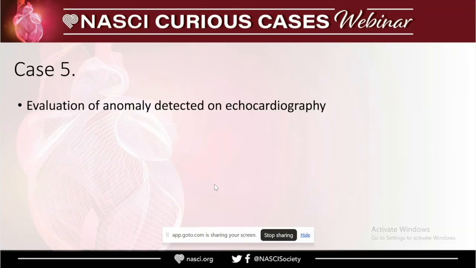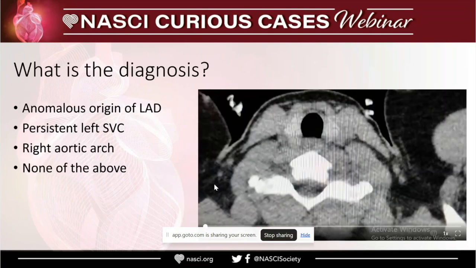Okay. The next case will be evaluation of anomaly detected on echocardiography. And here we have an option of anomalous origin of LAD, persistent left SVC, right aortic arch, or none of the above. And let's see the scan.